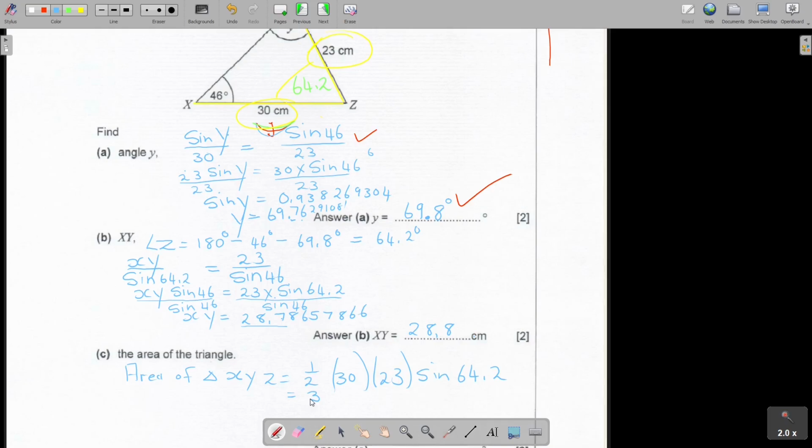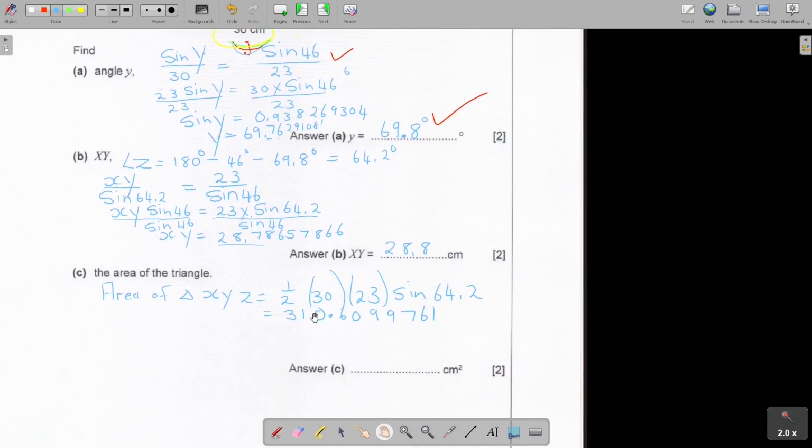So it's 0.5 times 30 times 23 times sin 64.2. My answer was different from what I got in my workout. Okay, so 310, now it's correct. 6099761. So just make sure you press it correctly on your calculator. So they said first the full calculator display, and then you can round off. Look at the one behind. So that's going to be 311, and that's the answer.